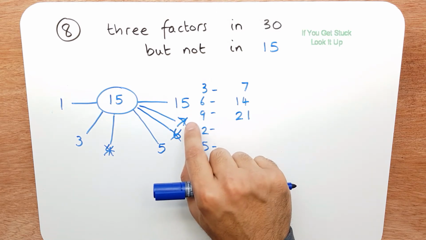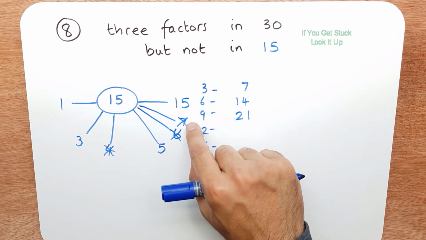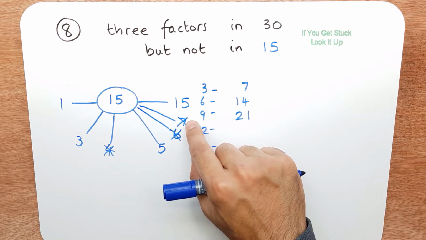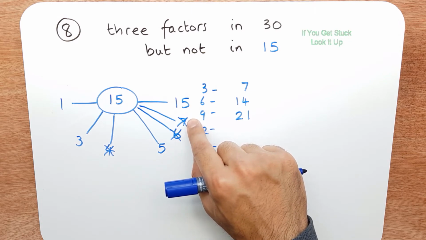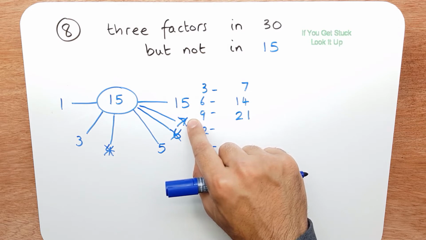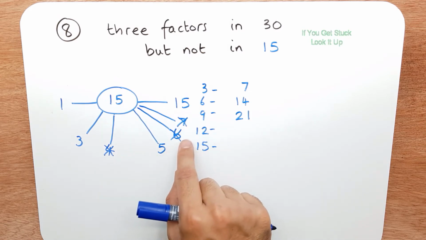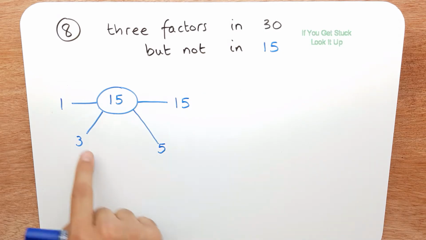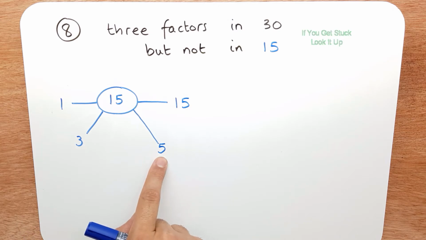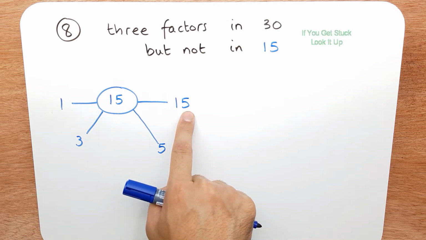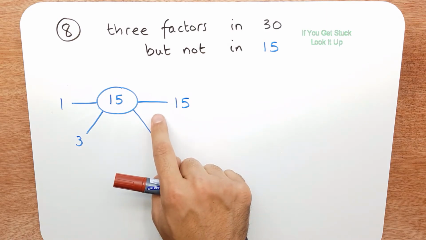So I could continue on 8, 9, 10, 11. But what you want to do is once you get to halfway, you can stop. That's a little trick that you can use. So I don't need to do any more calculations. So let me just rub these 3 out. So my factors for 15 are 1, 3, 5, and 15. Now let me do the same thing for 30.